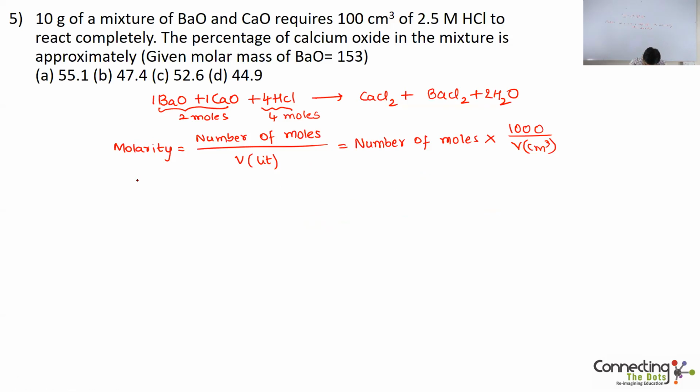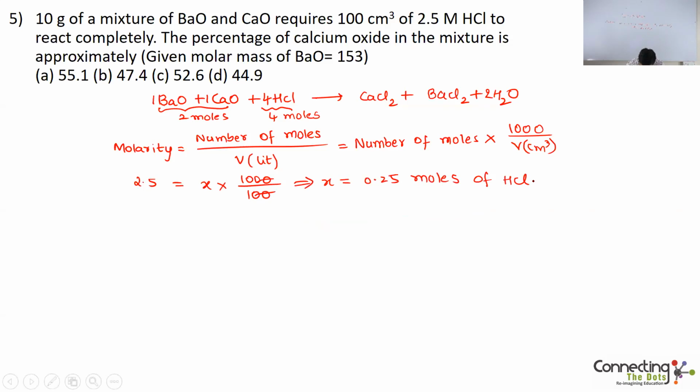So molarity is given, so 2.5 is equal to number of moles, which we have to find out, X, multiplied by 1000 by V in cm cube. So it's nothing but 100. So zeros go off. So X is equal to 2.5 by 10, which is 0.25 moles. So you have 0.25 moles of HCl.